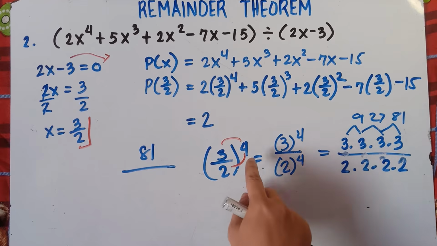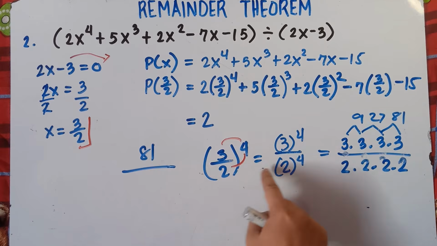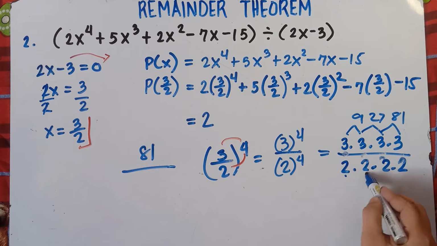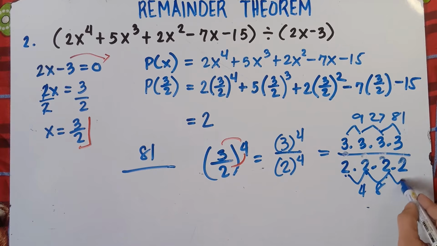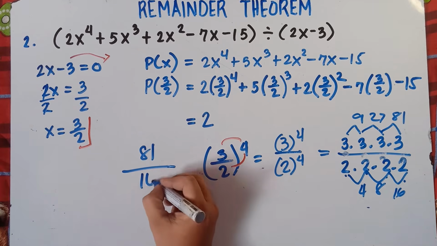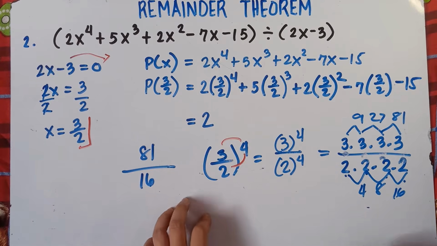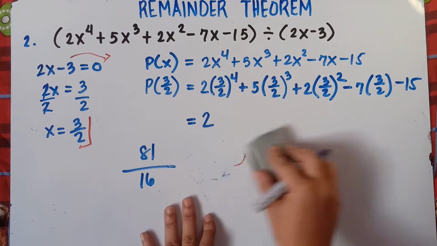So once again, class, if you have a fraction with an exponent, raised to the power of an exponent, you distribute, class. 3 raised to the power of 4 and 2 raised to the power of 4. So 2 times 2 times 2 times 2. 2 times 2 is 4, times 2 is 8, times 2 is 16. So this is 81 over 16.